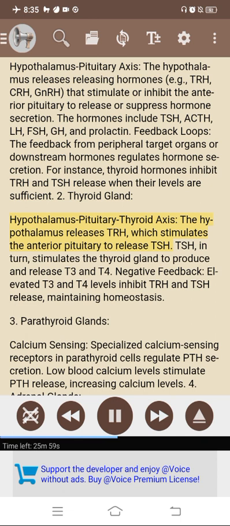2. Thyroid gland. Hypothalamus-pituitary-thyroid axis. The hypothalamus releases TRH, which stimulates the anterior pituitary to release TSH. TSH, in turn, stimulates the thyroid gland to produce and release T3 and T4. Negative feedback: elevated T3 and T4 levels inhibit TRH and TSH release, maintaining homeostasis.